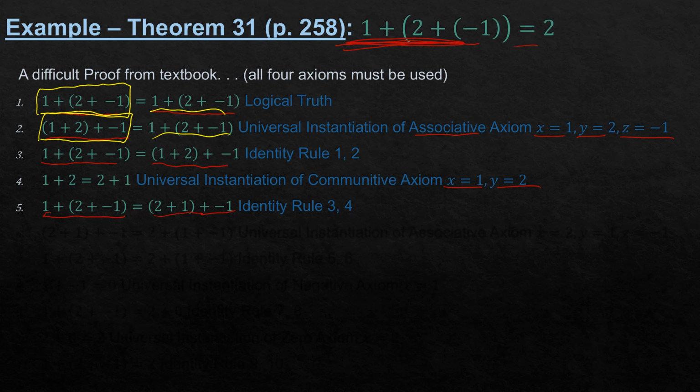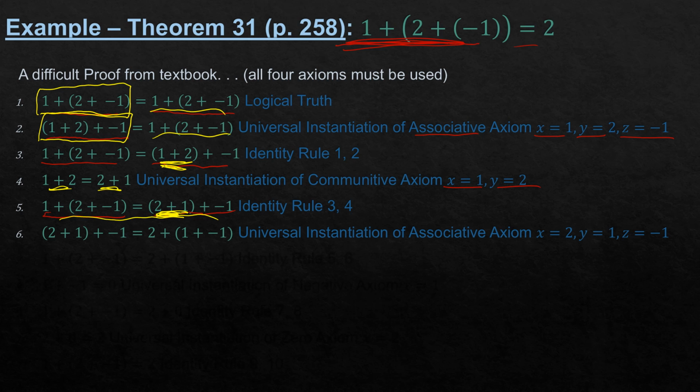So what happened, of course, is this 2 plus 1 here, and this 1 plus 2. So we know that 1 plus 2 is identical to 2 plus 1, so we can substitute this 2 plus 1 in for that 1 plus 2. So that was the point of line 4, of that instantiation of the commutative axiom. So we could then get this inference with the identity rule. And then we can instantiate the associative axiom: x is 2, y is 1, z is -1.